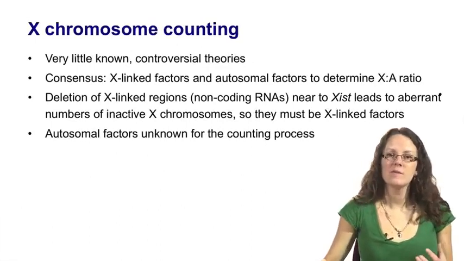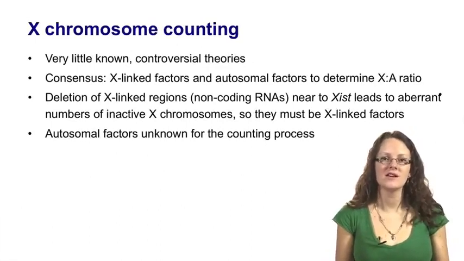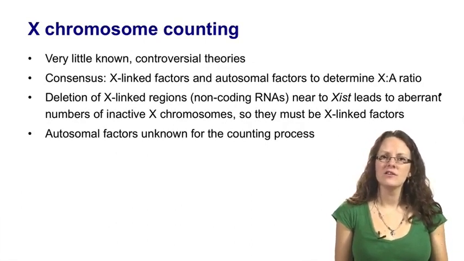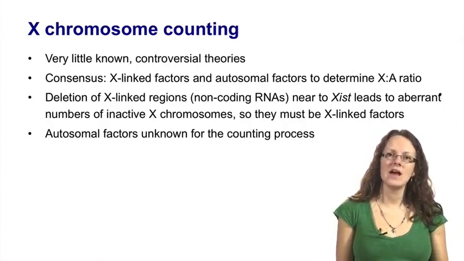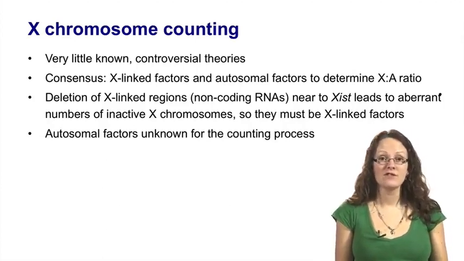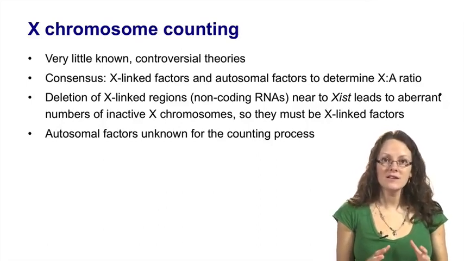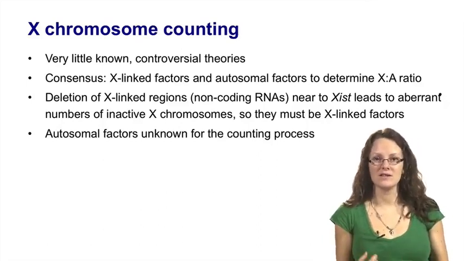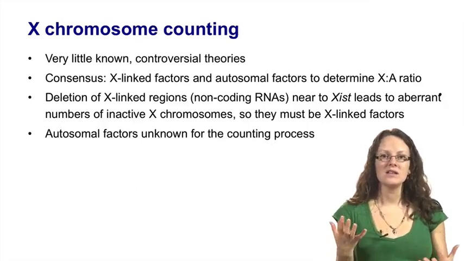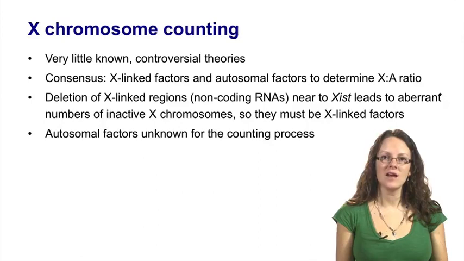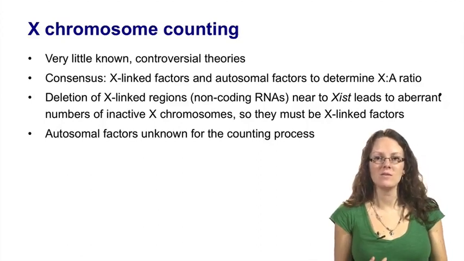So let's now think about X chromosome counting, this first stage of X inactivation. Well, there still isn't a lot known about X chromosome counting, and over the years there have been many theories about how this might occur, many of which have been controversial. But I think now the consensus is that there are both X-linked factors and autosomal factors, and it's the balance between these X-linked factors and the autosomal factors which allows the cell to count how many X chromosomes there are compared with how many autosomes.